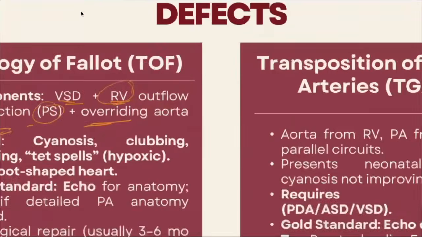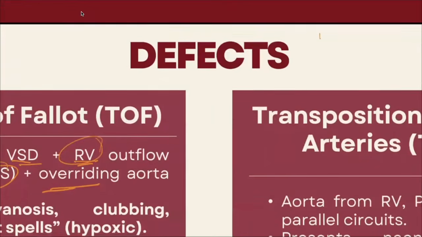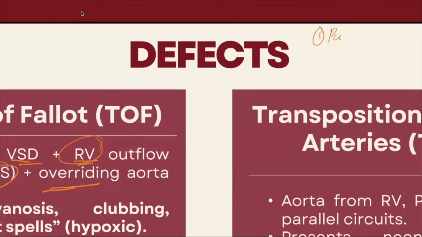I'll just write it down again for clarity. You'll notice pulmonary stenosis. You'll notice overriding of the aorta. VSD, ventricular septal defect, and you'll notice right ventricular hypertrophy. These four signs are very important, very easy marks.